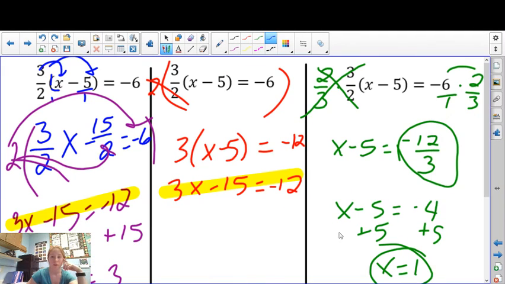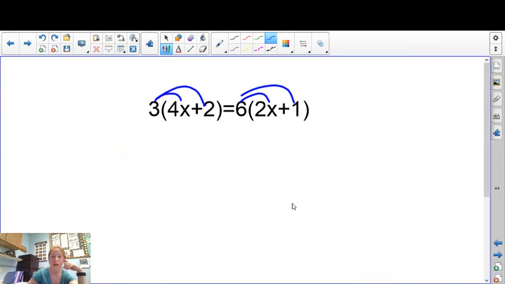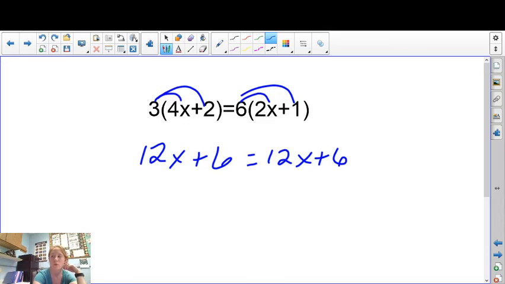Like this guy, where I went ahead and multiplied first. Because I don't have just a single number like I did here, I have to go ahead and distribute that through. So I get 12x plus 6 is equal to 12x plus 6.